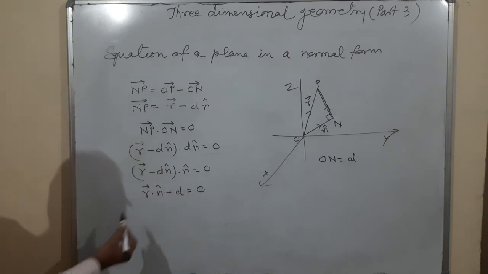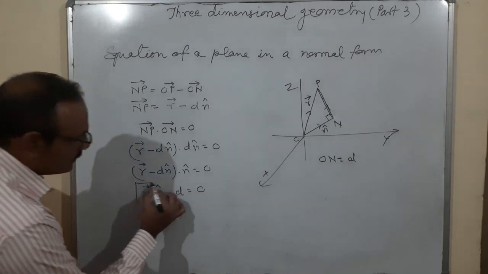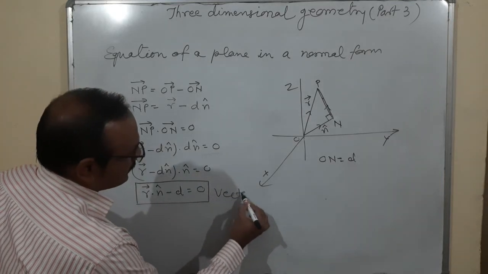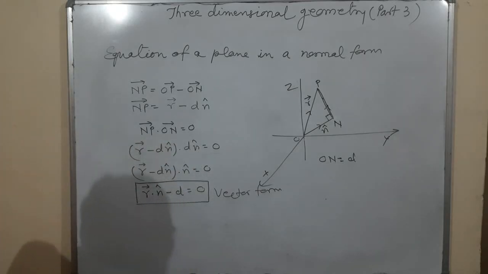So what does it mean? Vector r dot unit vector n minus D is equal to 0. This is the vector form of the plane. It is the vector form. Now we are going to convert it into the Cartesian form.